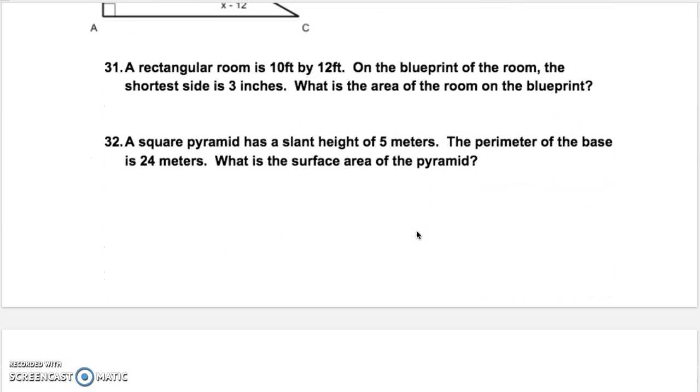Number 31, a rectangular room is 10 feet by 12 feet. On the blueprint of the room, the shortest side is 3 inches. What is the area of the room on the blueprint?